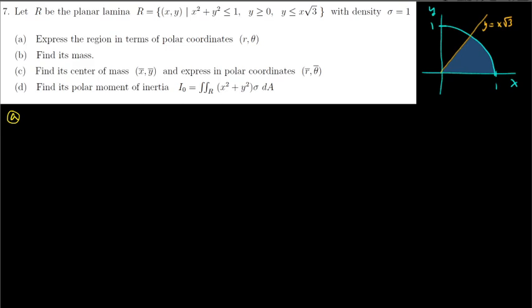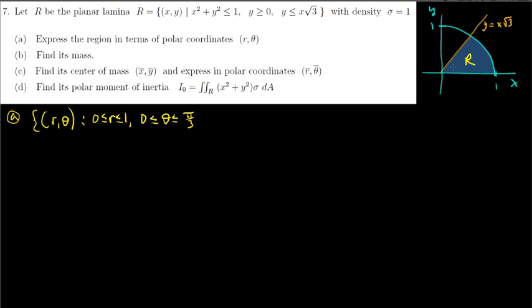Okay, number 7. So R is the planar lamina. So x squared plus y squared is less than or equal to 1. That's just the unit disk. y is greater than 0, but less than square root of 3 times x. So this is the region R here. And in polar coordinates, it's a bit simpler. r just goes from 0 to 1. And theta goes from 0 to pi over 3.